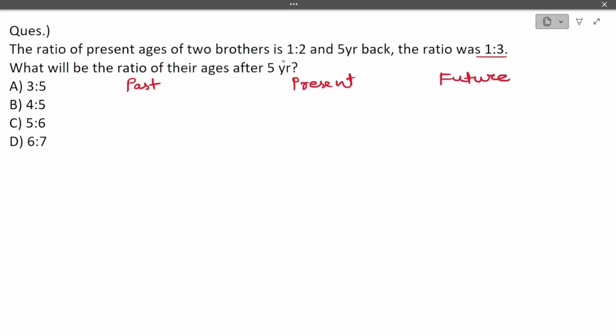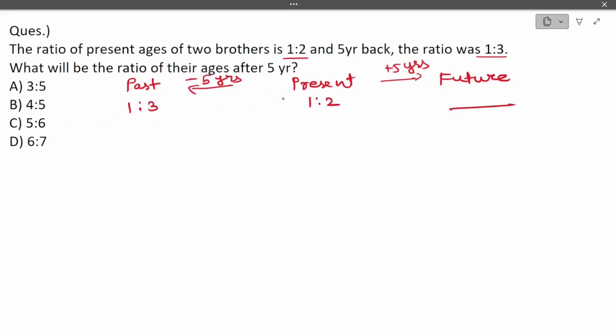So the present age ratio is 1:2. The past ratio given to us is 1:3, and the past ratio was how much time back? 5 years back. Okay, minus 5 years. And we are asked the future ratio. How much time is asked? 5 years after. So first we will try to create an equation. Based on that we will find their present ages, and then we can simply calculate the future ages and their ratio. So let's do that.